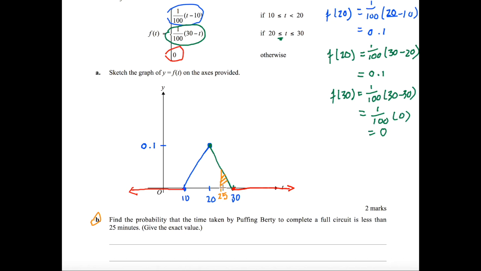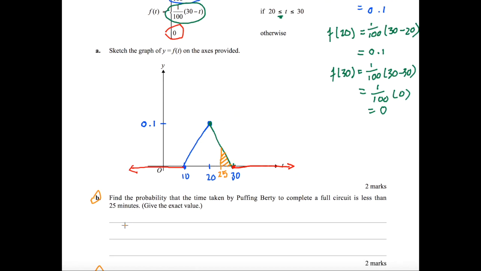Which would just be a lot simpler. Since it's a probability density function, the area under the entire thing equals 1. So the area over here, which is what we're interested in, must be 1 minus this area here, because they must add together to give 1. So what we can say is 1 minus the integral from 25 to 30, aka this area here, of the function, which is our green line here. So it's 1 on 100 times 30 minus t dt.